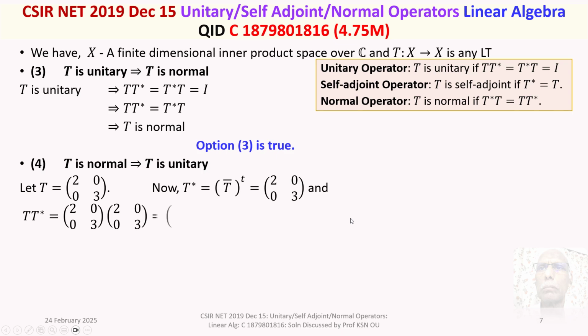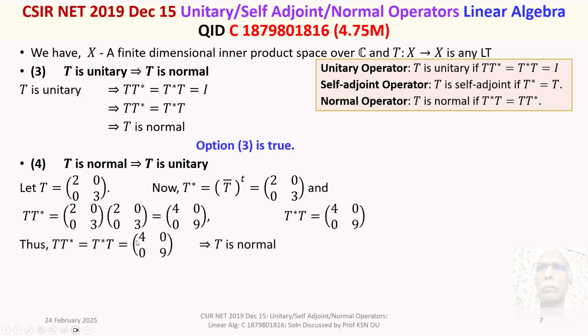Now TT star, when you multiply, is diag(4, 9), and T star T is also diag(4, 9). Thus, TT star is equal to T star T is equal to diag(4, 9). They are equal. That is sufficient for us for the normality. Therefore, T is normal.